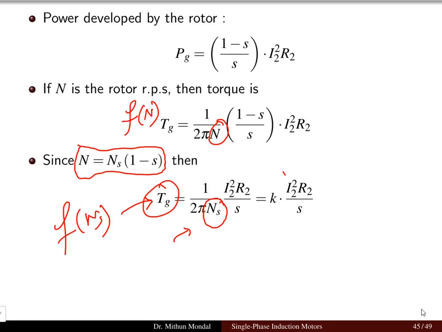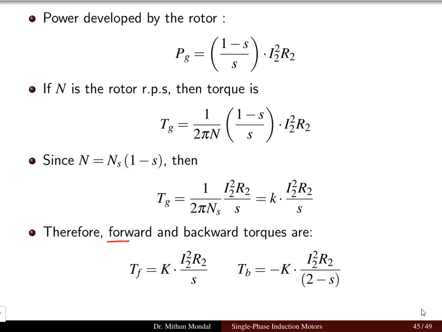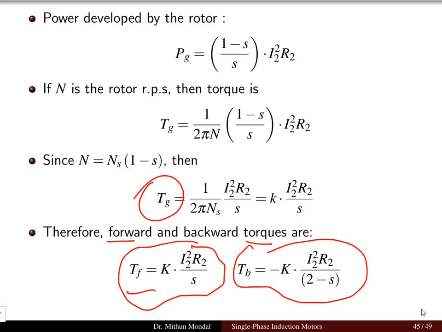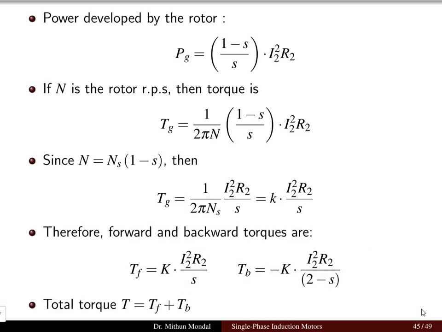So the equation breaks down as k times I2 squared R2 by s, where k is again a constant, and hence the forward and the backward torque can be easily written with respect to the slip. On the denominator side, we will have the slip s for the forward torque and 2 minus s in the backward condition with a negative sign, because the backward torque is in the opposite direction to the forward torque. So the total torque will be the summation of Tf plus Tb. Since a negative sign is there, it becomes a negative sign in the backward torque.